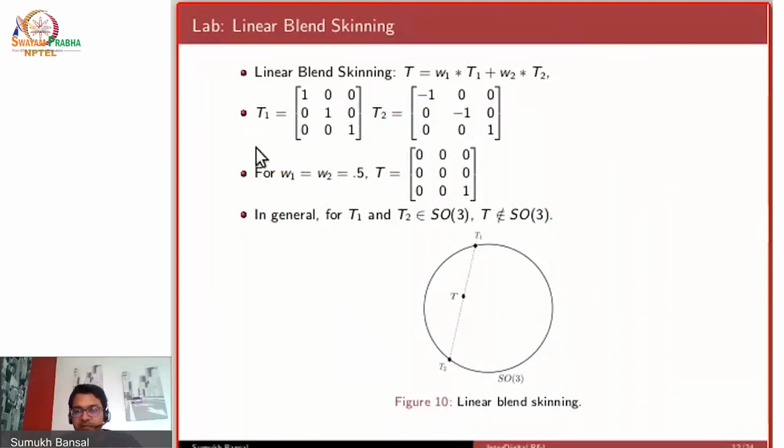So for example, take these two transformations. It's an extreme case, but if you blend these two transformations, let's say that the weights of both of the transformations are 0.5. So the transformation you are going to get is T, and you can see that it's a singular matrix, and it's a rank 1 matrix, and it's not a rotation matrix at all. And due to this, when you apply this transformation on a vertex, this volume shrinking happens.